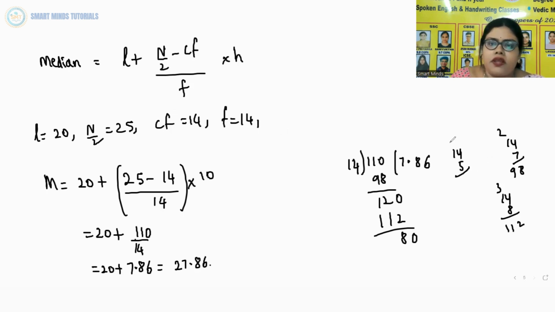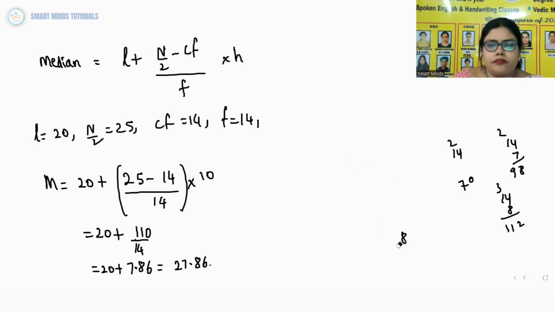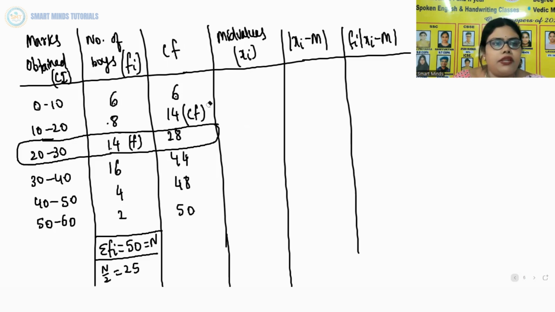So what is 14 fives are? It's 70. So the answer is 0.5. But you get over here, you get 5555. So we are rounding this off to 27.86. Understood? You will get 27.85555. So if you are rounding off to two decimal places, you will get 27.86. Now you got median as 27.86.